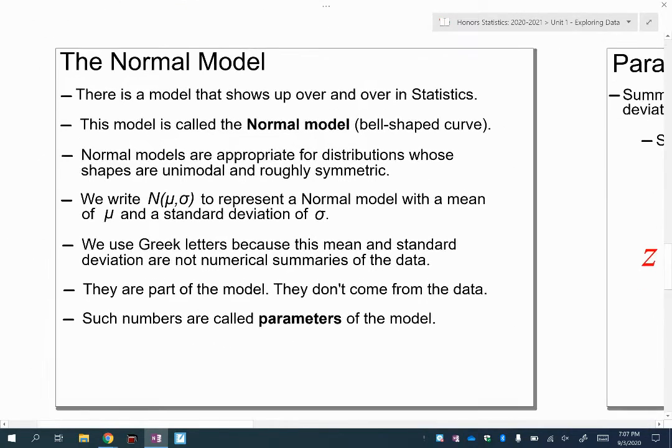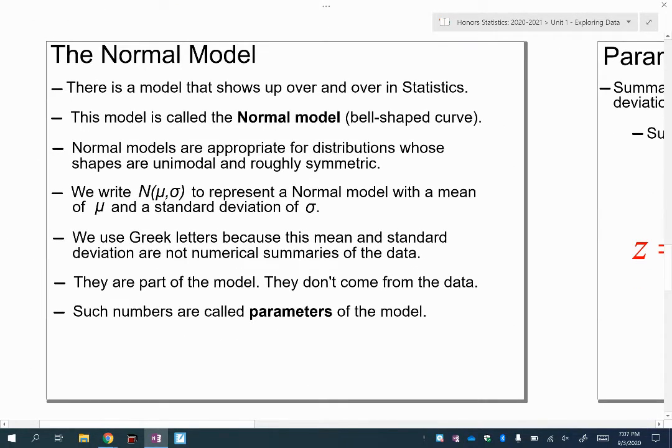So here's that normal model that I just mentioned. This model is probably the most important model in statistics, and it occurs the most. You've probably seen it as a bell-shaped curve. That is the normal model. The key thing is it's only appropriate if you have a distribution that is unimodal and roughly symmetric. So if we're looking at a histogram and it's showing any type of skewness or multiple modes, we're not going to use the normal model. It's not appropriate.